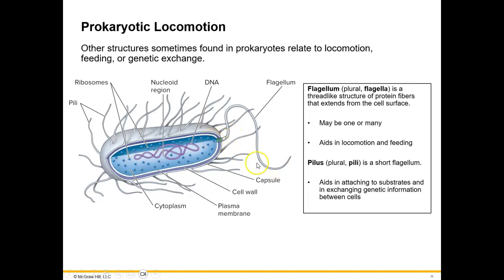We also look at the pili, which are these hair-like structures around the outside of prokaryotic cells. And these can aid in attaching to substrates and also exchanging genetic information between cells. So you could almost think of them like a sticky USB cord. They're going to stick to different cells or different surfaces, and they will be able to exchange genetic information by doing that.